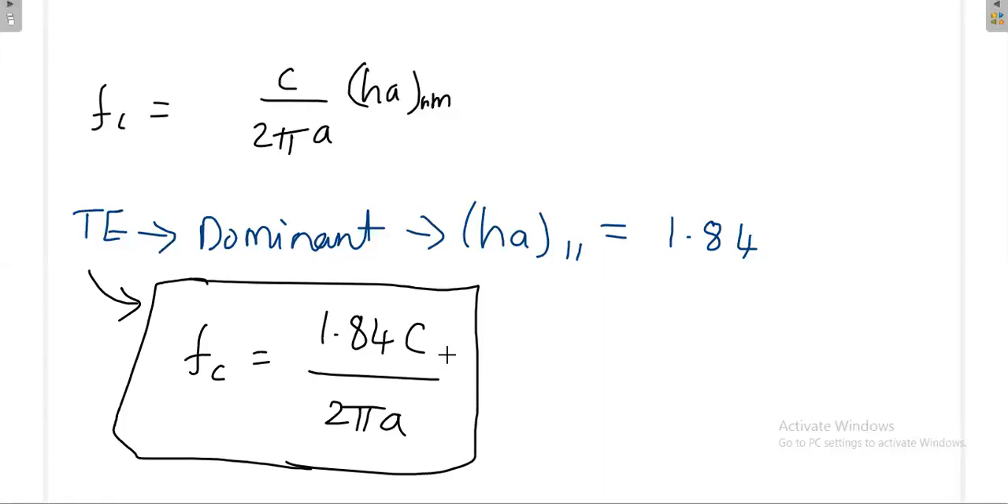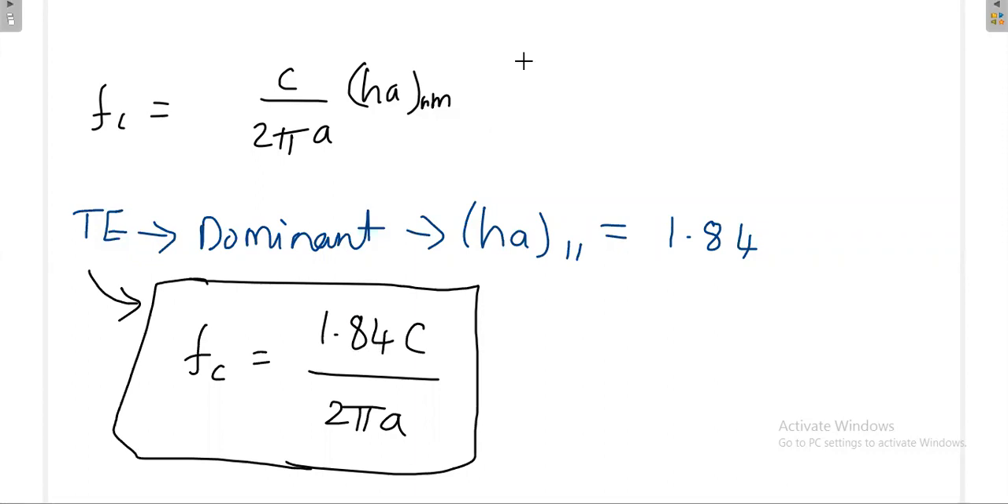You simply remember, anyway C will come in the numerator, and in the denominator simply remember the circumference of the circle, it is simply 2 pi a. Then some extra constant you have to remember. If it is a TE mode, you have to remember this value 1.84, and you know always C comes in the numerator. Okay, simply this is 1.84. You have to remember this value.